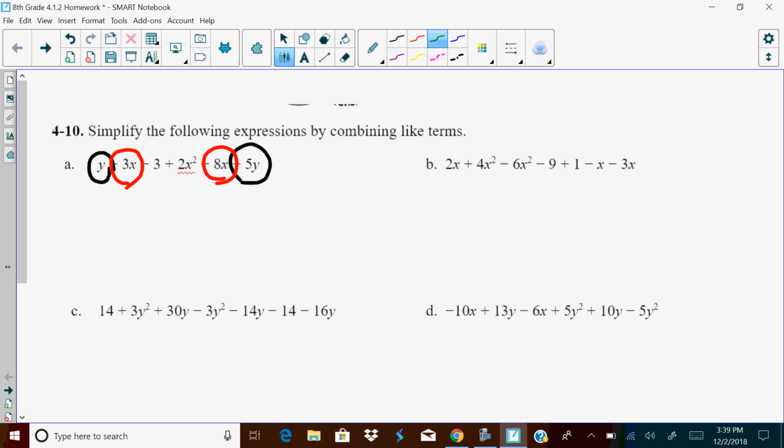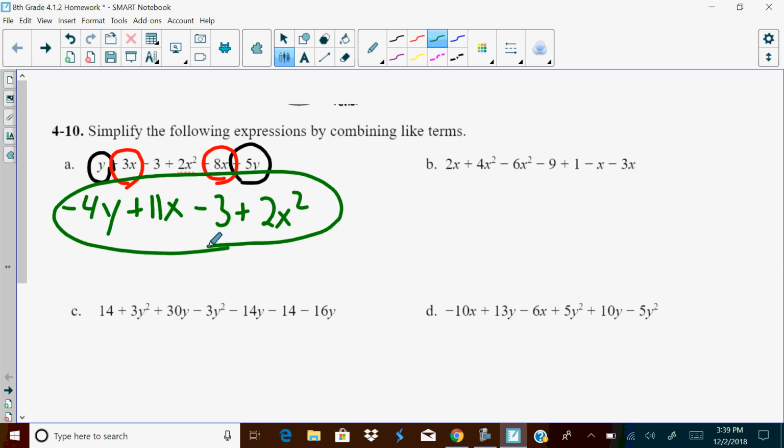So y minus 5y is going to give me a negative 4y. 3x and 8x are going to give me an 11x. And then I just bring down the minus 3 and the 2x squared. And that's my answer. For part B, I have a 2x.